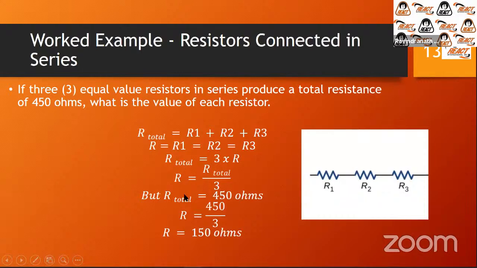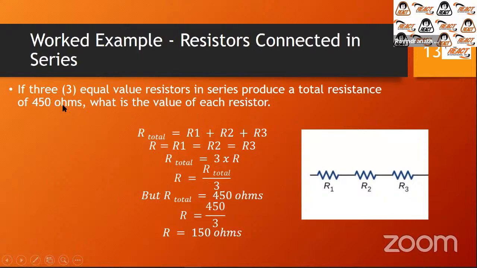But remember, they gave us in the question what the total R was. They said that the total resistance was 450 ohms. So we plug that into the formula. So we end up with R is equal to 450 divided by 3, which is equal to 150 ohms. And let's check it back. Let's work it back. If R1 is 150, R2 is 150, R3 is 150. If we add 150 plus 150, that's 300. 300 plus another 150, that is 450.